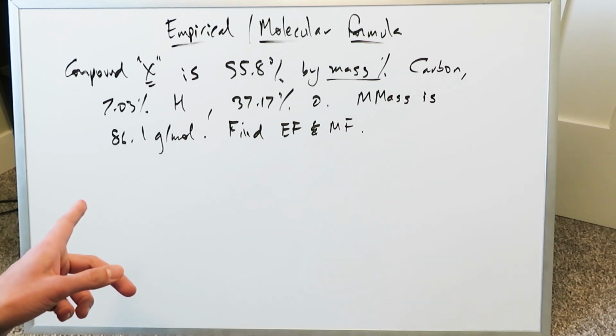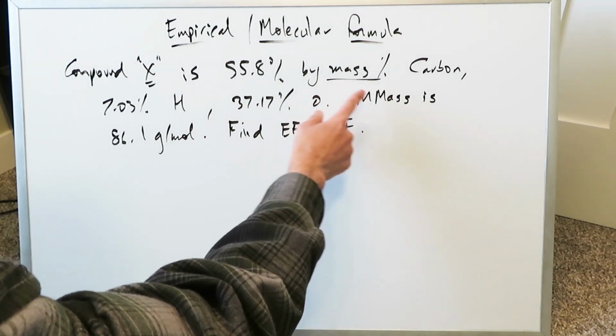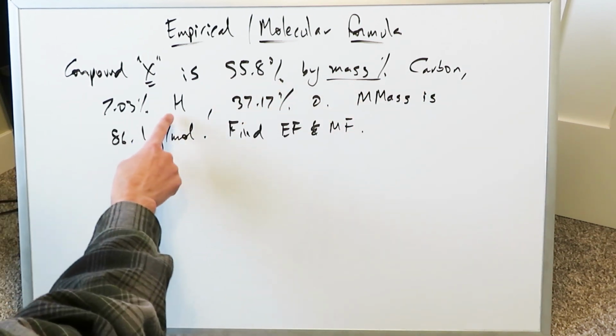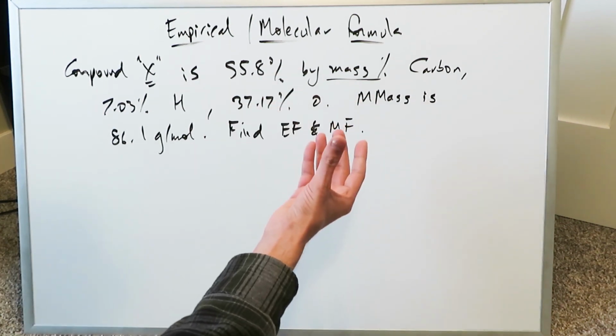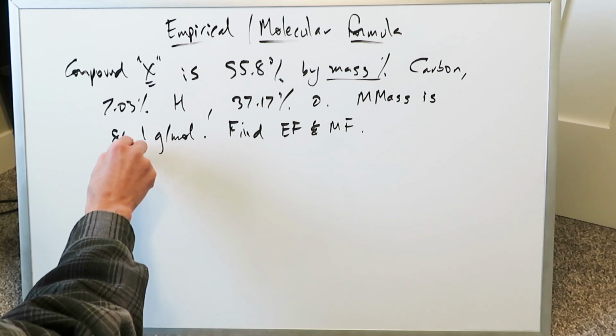Our question is this: we have a certain compound X which is, by mass percent composition, 58.8% carbon, 7.03% hydrogen and 37.17% oxygen. The molecular mass of this compound X we have is 86.1 grams per mole. We have to find the empirical formula and the molecular formula.